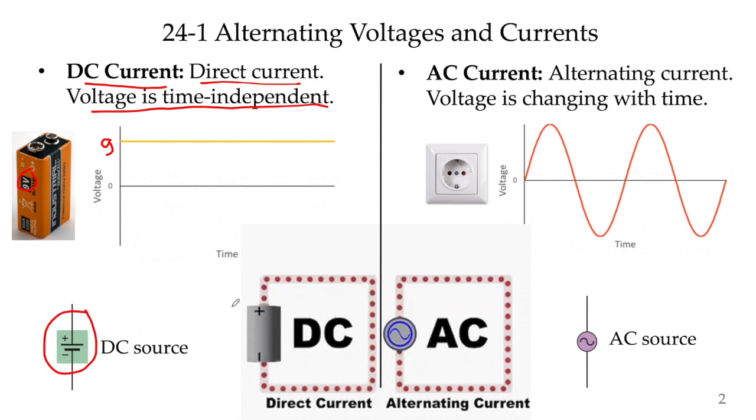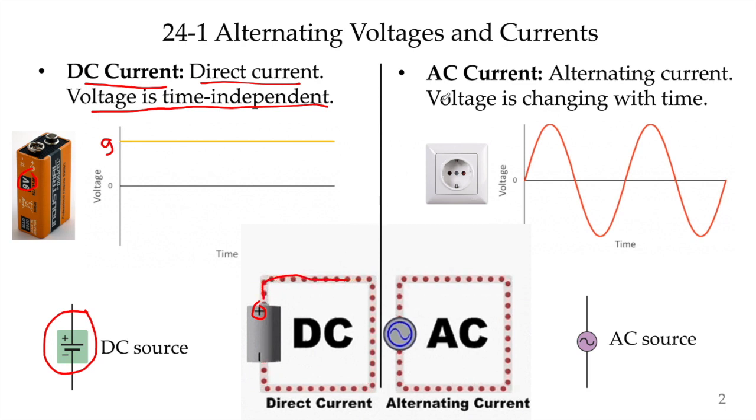Now look at this animation. If you connect the battery to a circuit, the charge will flow, the current will flow from the positive terminal to the negative terminal, and you can see that the charges have the same speed. That also means the current is the same, the voltage is the same. So this is a circuit of direct current.